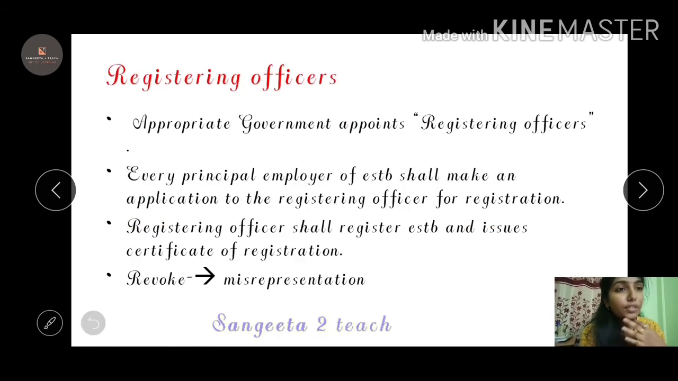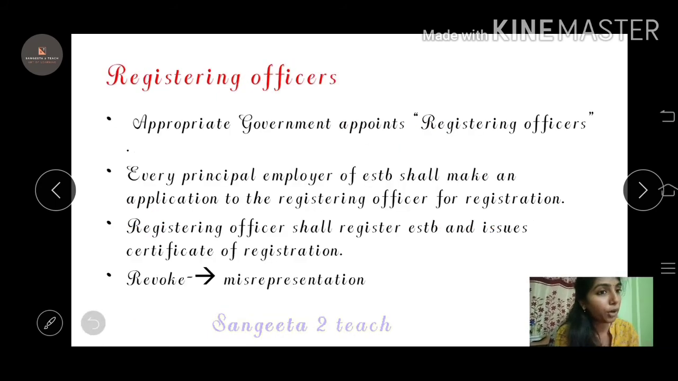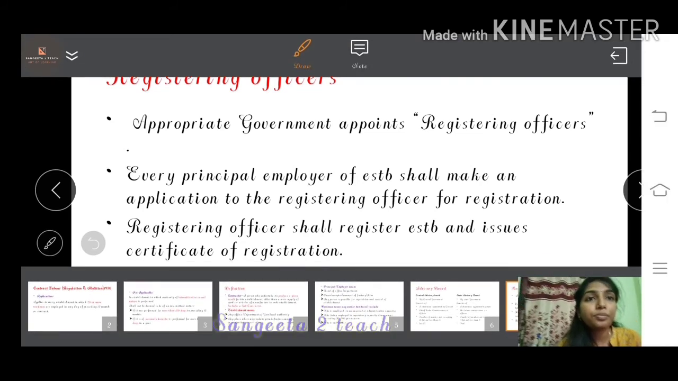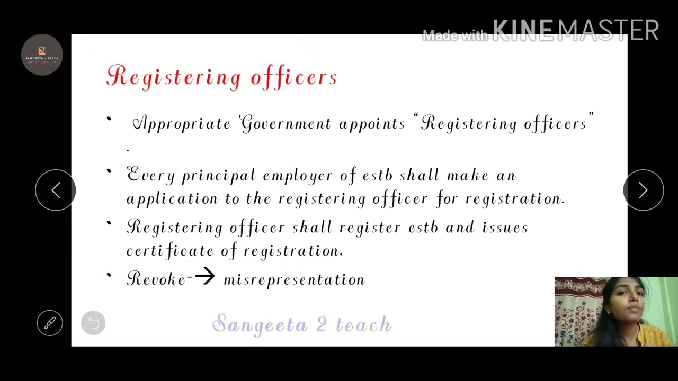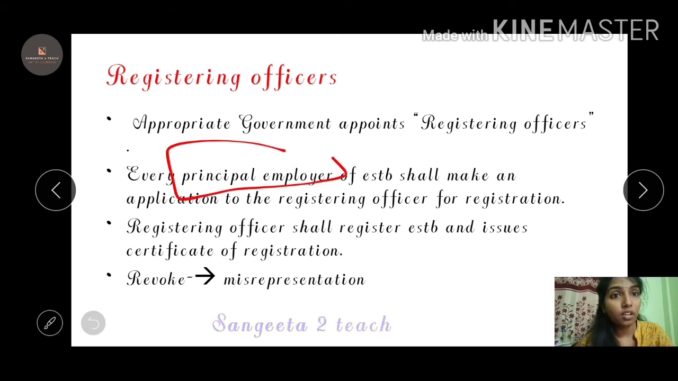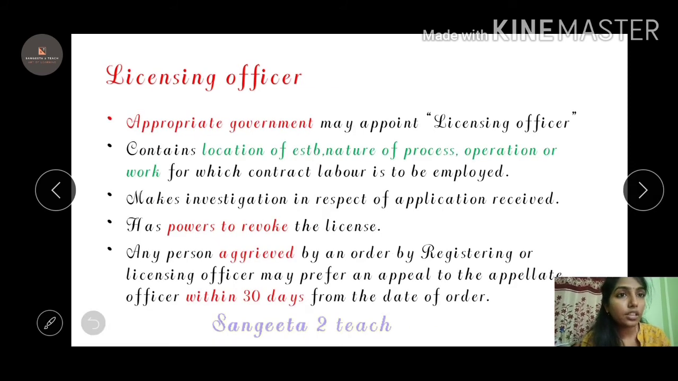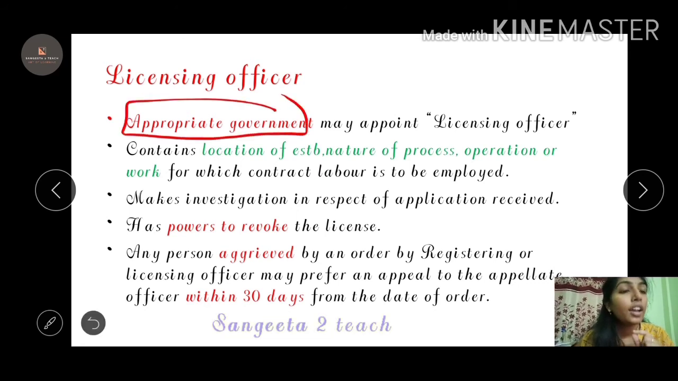Okay, registering officer, who appoints? The appropriate government appoints, right? If there is any misrepresentation, he has all rights to revoke or stop. So who will apply for registration? The principal employer. Okay, coming to the licensing officer, he is appointed by the appropriate government. It will contain the location of the establishment, the nature of work, and the process of the work that is done. Okay, he also has the power to revoke, that is, cancel your license.